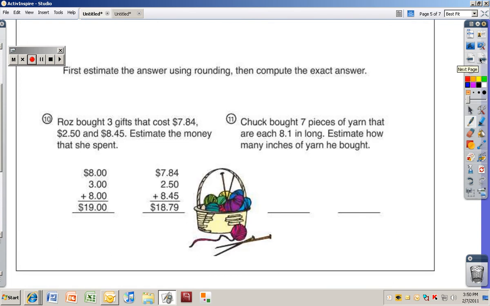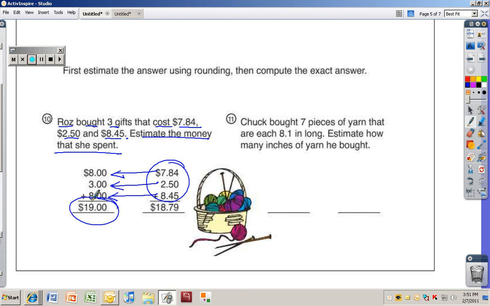Great job. Okay, here are some word problems with estimation, rounding to the nearest dollar. Let's take a look at the sample problem here together. Roz bought 3 gifts that cost $7.84, $2.50, and $8.45. Estimate the money that she spent. Here are the amounts written without estimating, and then they rounded each amount to the nearest dollar and added them up to get an estimate of $19. And you can see how close that is to the real amount of $18.79. If I'm going too fast for you, just pause the video, go back and watch it again.